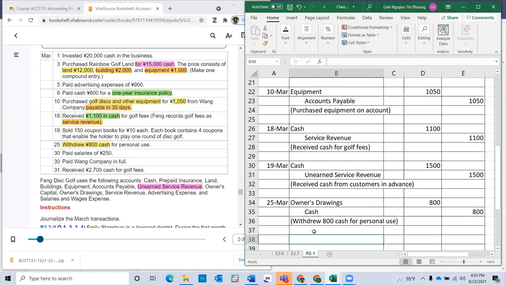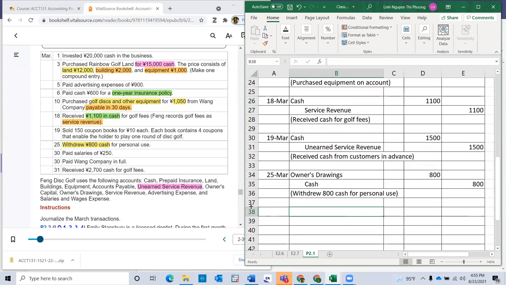March 30, pay salaries of 250. Now salary is an expense. So when we pay for an expense, we will debit salary and wages expense. How much is that? This is 250. Why do we debit salary and wages expense? Because when expense increases, it makes owner equity decrease, and when owner equity decreases, we debit. And we will credit cash, because cash will decrease when we pay money.